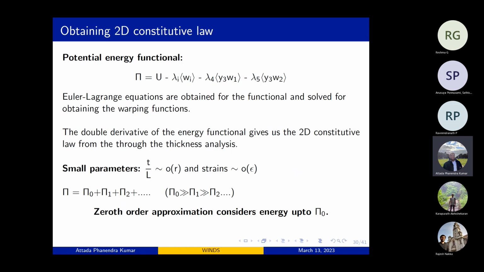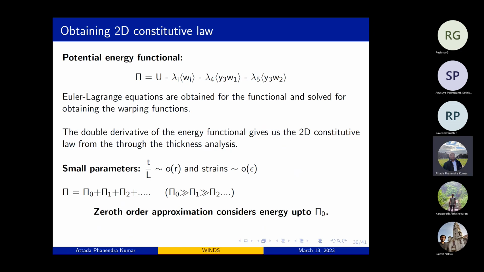Once we incorporate the ordering of these small parameters into the energy functional, we can divide the energy into multiple orders. So this is the 0th order, first order, and second order. Most of the contribution of energy comes from the 0th order, and the next contribution comes from the first order. So this is how the ordering of the energy terms comes into place. That is why we call it the asymptotic method, where in 0th order we consider only the highest contribution of energy, pi 0. Then we consider pi 1 as well in the first order analysis.